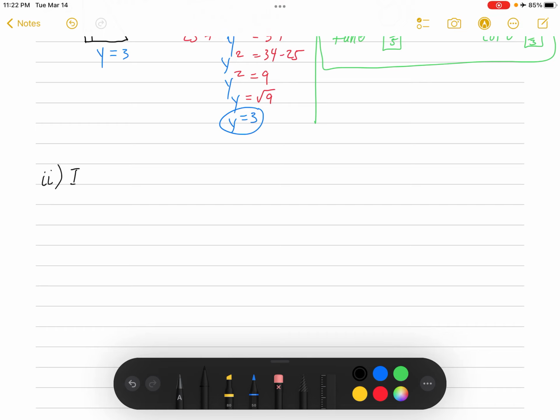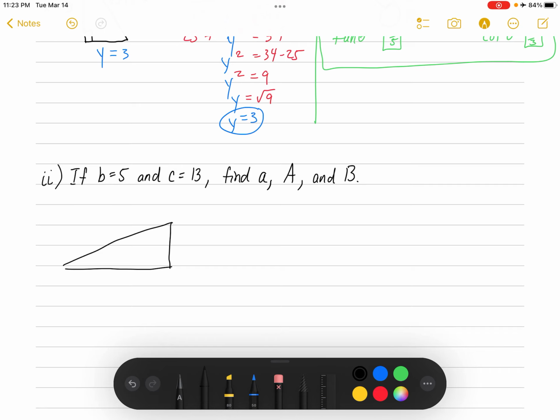Let's say we have a triangle, and we have the following given. If b is equal to 5, and little c is equal to 13, find little a, find big A, and big B. I'm going to draw a figure. So here we have big A, big B, these are angles. Here's a 90-degree angle down here in the right-hand corner. That's actually going to be big C, but I'm not going to label it.